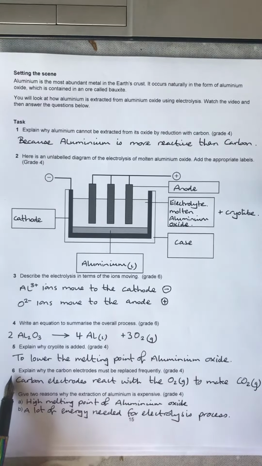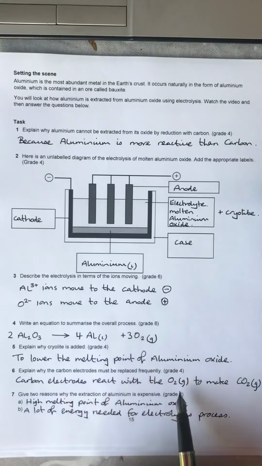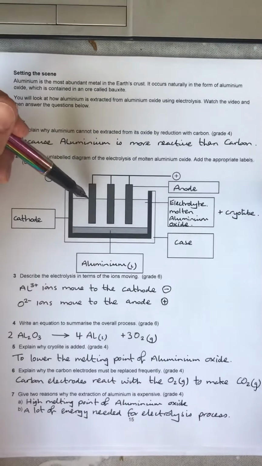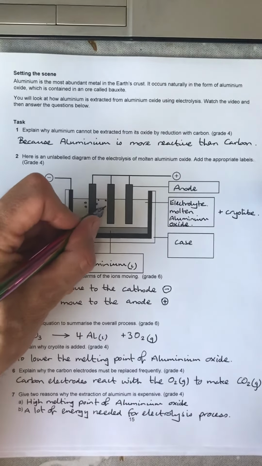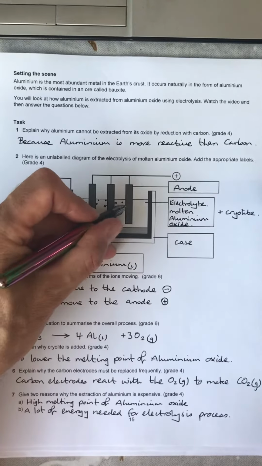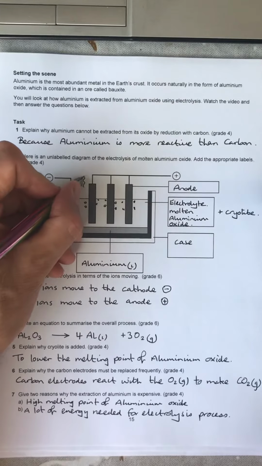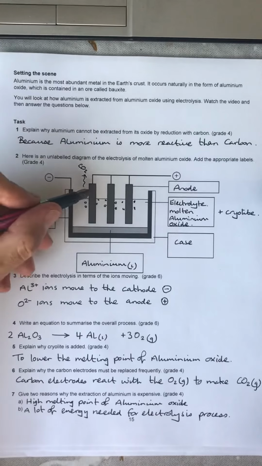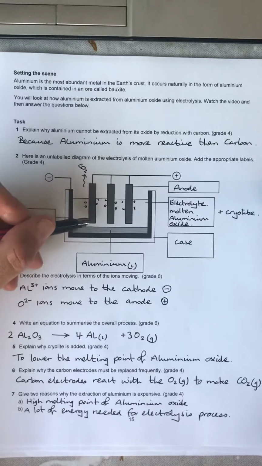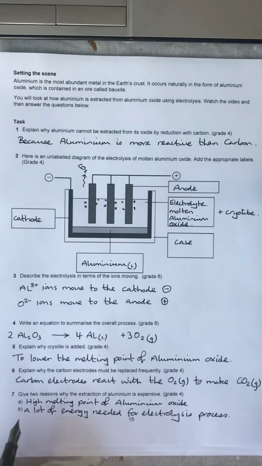Number 6. Explain why the carbon electrodes must be replaced frequently. They're replaced because the carbon reacts with the oxygen gas that's made here. So we have oxygen gas bubbles here, and because this whole thing is extremely hot, the carbon electrodes react with the oxygen, and that produces carbon dioxide gas, which comes off. And these become corroded, so after a time they get smaller and smaller as they get used up and they have to be replaced.